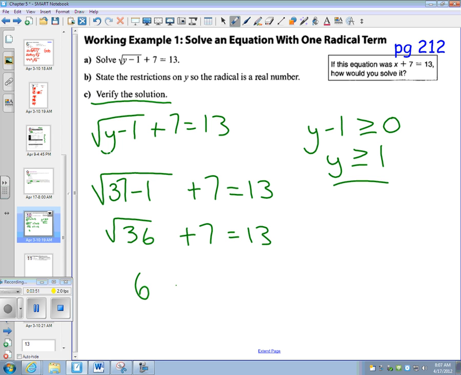In this case, because we're dealing with radical equations and not quadratics, we just take it as 6. Okay? So does 6 plus 7 equal 13? Does 13 equal 13? Does the left side equal the right side? Yes, indeed it does. Okay? Good. Let's move on to the next question.